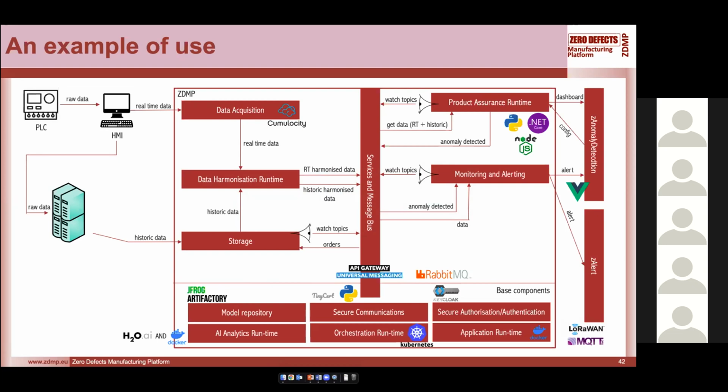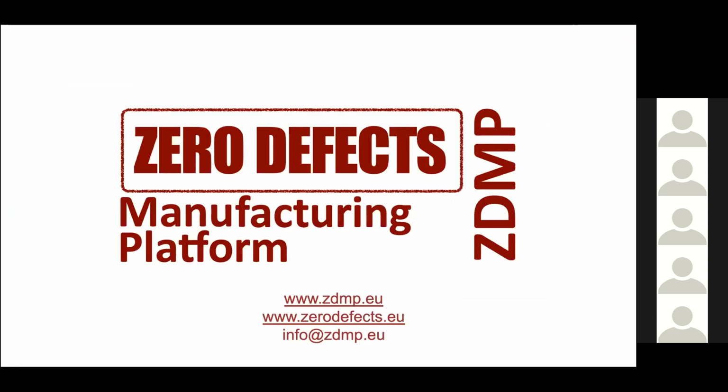That's the case of the monitoring and alerting component, which is subscribed to the anomaly detection results. So at the time the data is available, it's consumed by this component. Monitoring and alerting reads the result, and if the result is anomaly detected, creates and sends an alert to the CApp anomaly detection, which shows the alert to the adequate users, for example, an operator of the production line. Of course, behind the scenes, there are a lot of components involved, like the security authorization, authentication, application runtime, AI analytics runtime, etc.